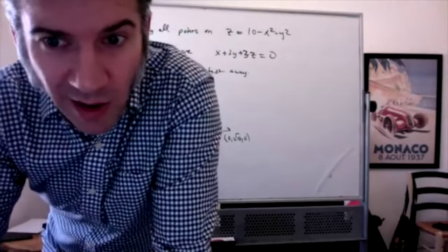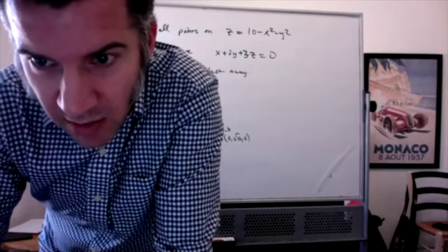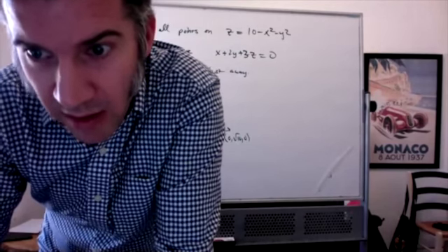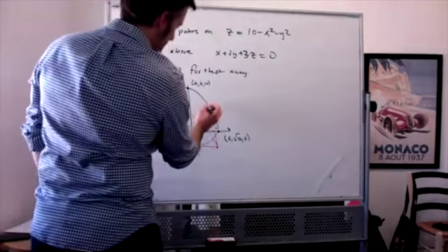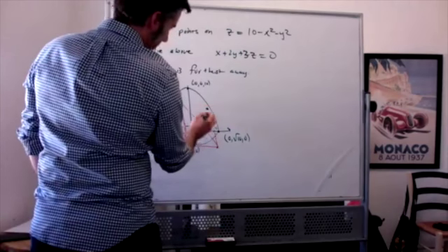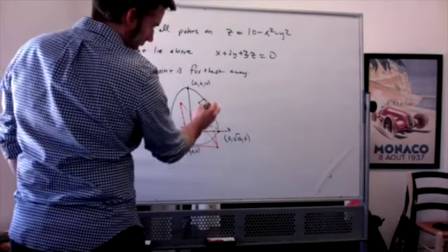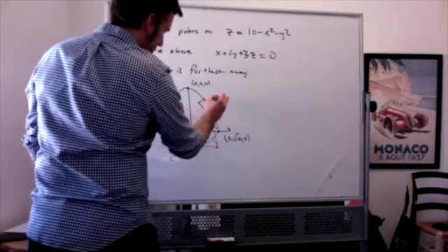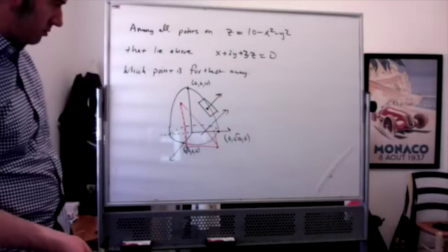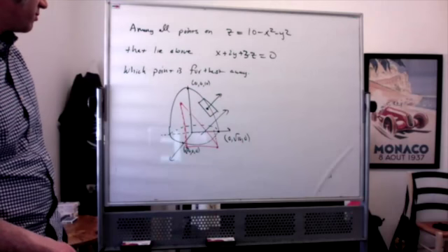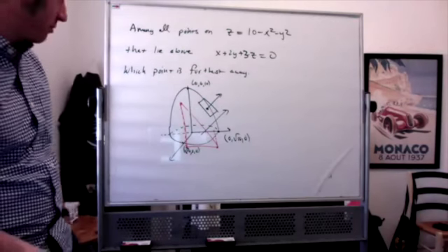We want the point on z equal to 10 minus x squared minus y squared, where the tangent plane is parallel to the plane x plus 2y plus 3z, right? So again, same idea. We're looking for the point on the surface where the plane that's tangent is parallel to this plane here, or another way of saying it, both their normal vectors go in the same direction. That'll be the point that's furthest away from the plane.